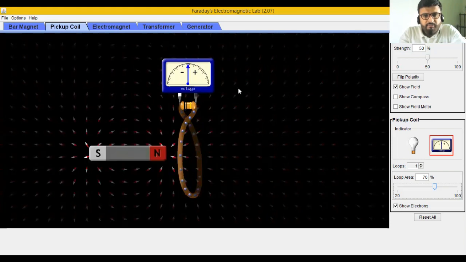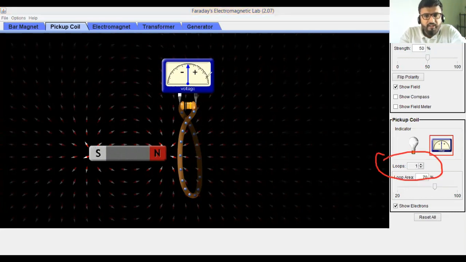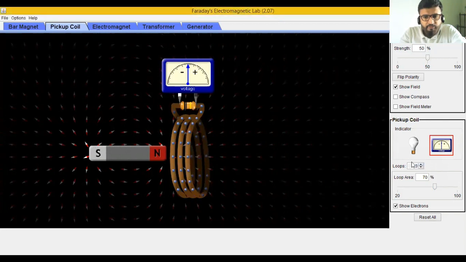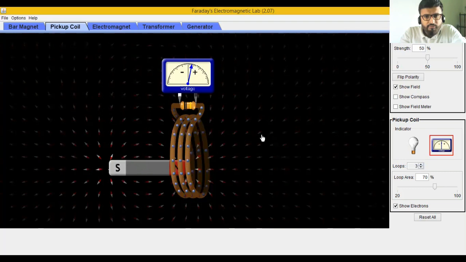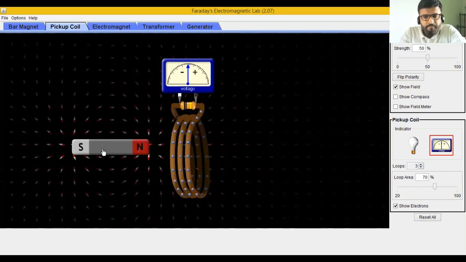So there are multiple factors which can increase deflection. It includes the number of coils. For example, from here in the simulation, I will change the number of loops and then we will see the effect on the deflection. I have increased it by 3 coils and now I am moving the coil. Now you can observe that the deflection is more.